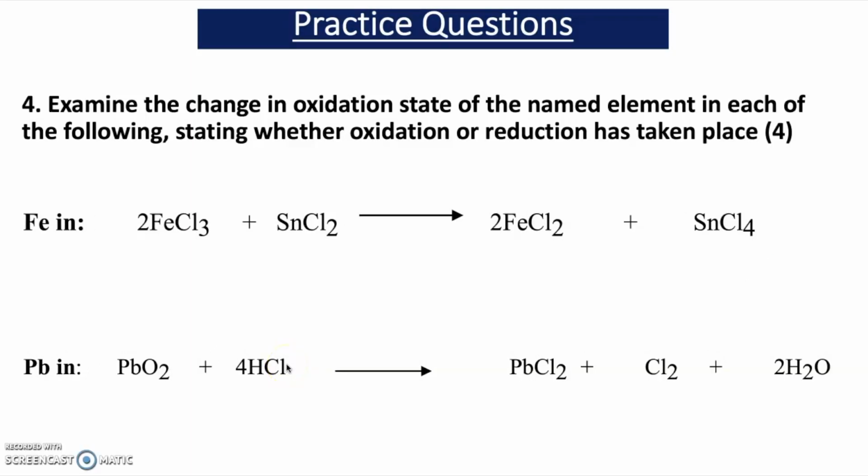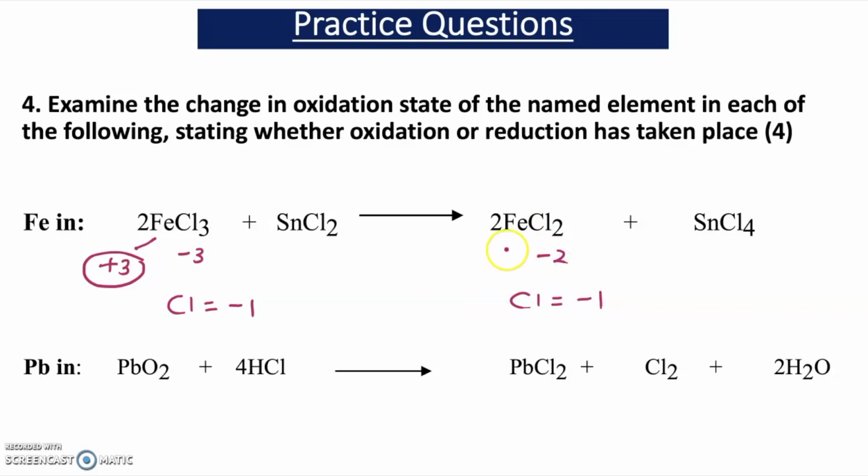So in question 4, it says, examine the change in oxidation state of the named element in each of the following, stating whether oxidation or reduction has taken place. So in this first equation, we're going to look at what happens to iron. Now, the chlorine is a -1 oxidation state, so the Cl3 is -3, so therefore each iron is +3 oxidation state. The fact that it's 2 FeCl3 doesn't matter at all.